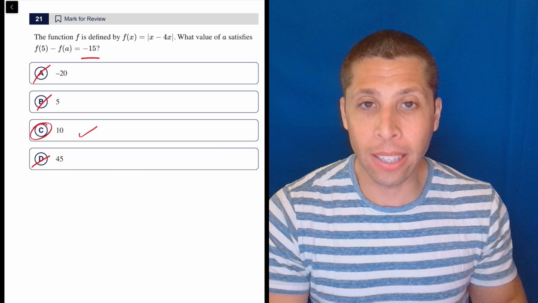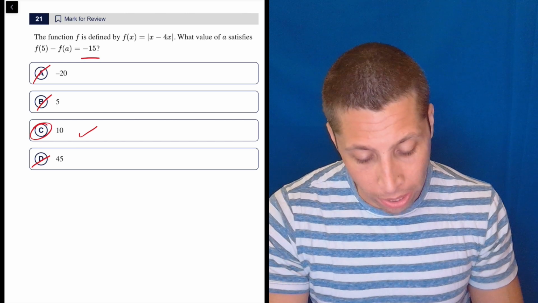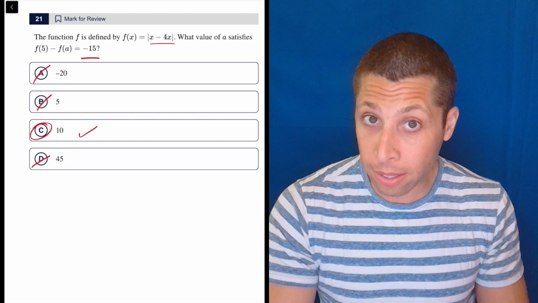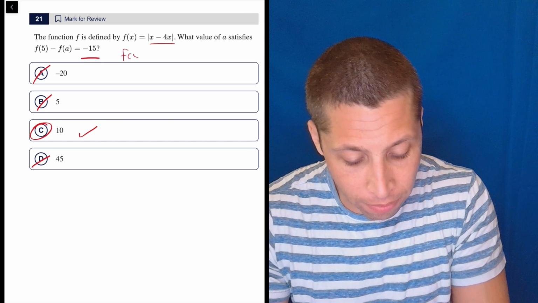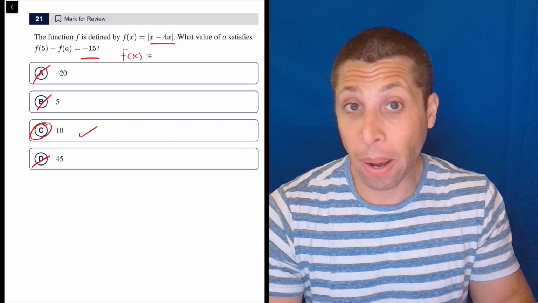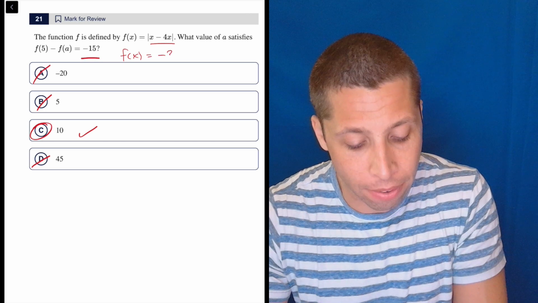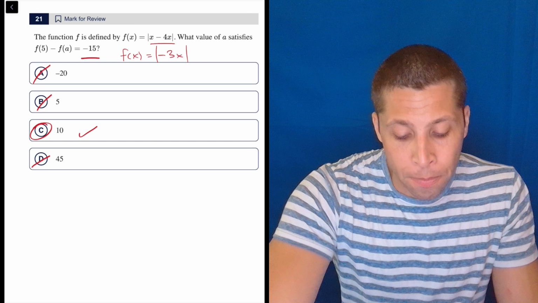Let's use choice C to remember how absolute value works, right? These absolute value bars do work like parentheses. So I could simplify these and get f of x equals x minus 4x. They're both in the parentheses. I can work that through. That's going to be negative 3x. And we still have those absolute value bars.